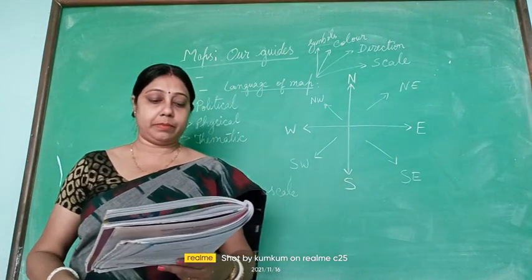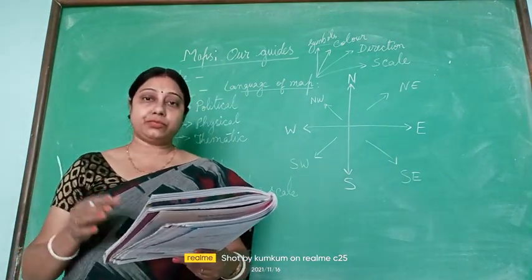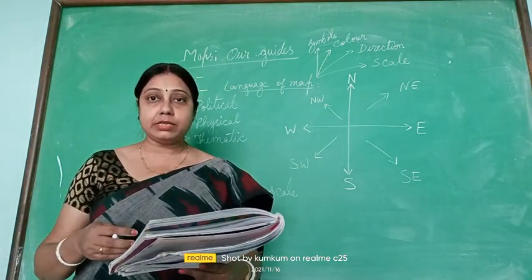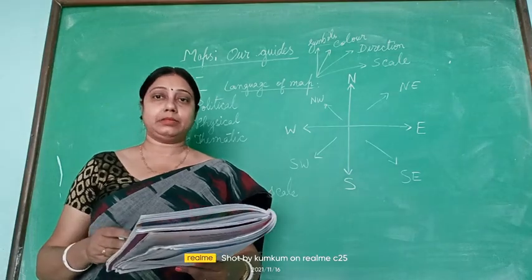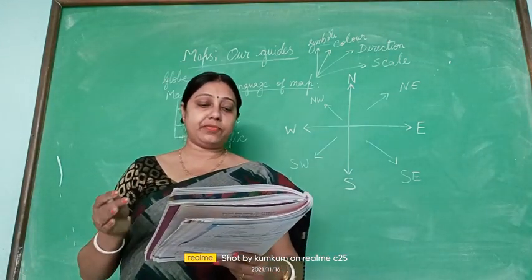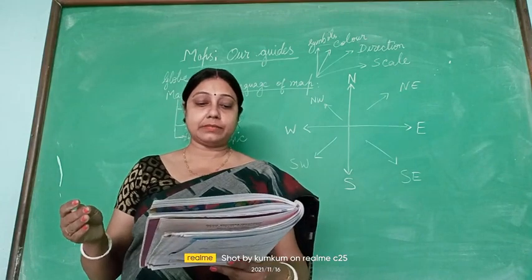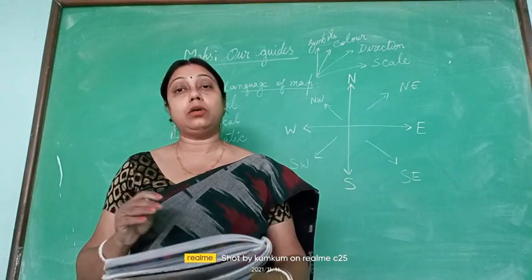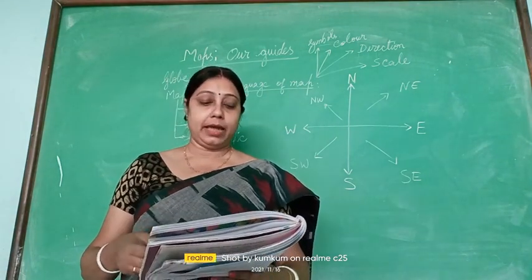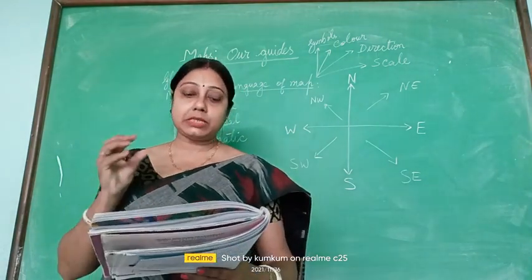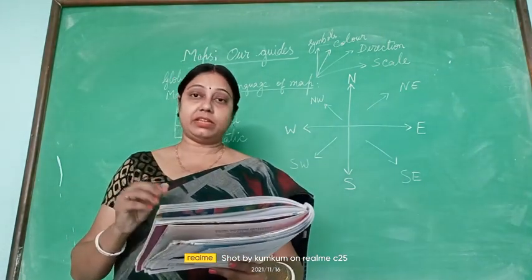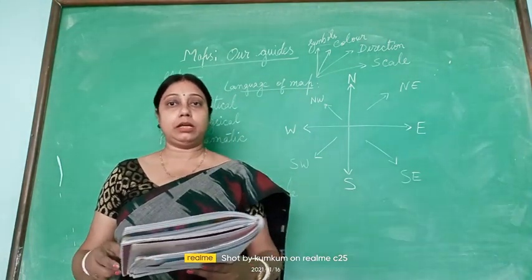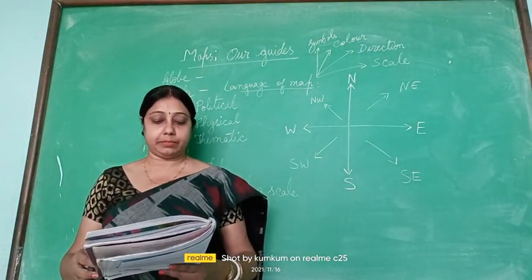Now what are political maps? The maps which show us the countries of the world and the different states and their boundaries. They are political maps. What are physical maps? Those which depict physical features like mountains, rivers, plateaus, plains, oceans, etc. They are all shown in the physical map. And thematic maps focus on specific information such as vegetation, rainfall, etc. They give us information about these things.